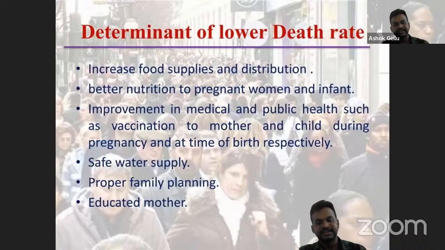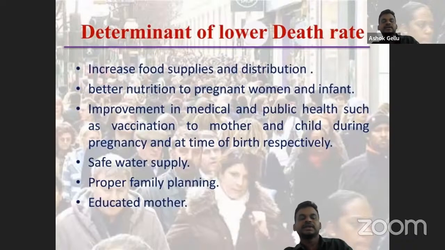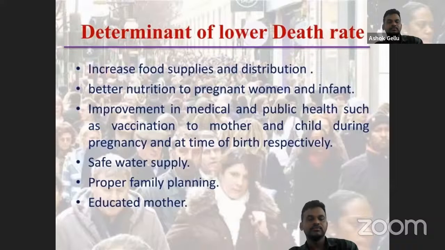Determinants of low death rate. The determinants are increased food supply and distribution, and better nutrition for pregnant women and infants. For example, the Telangana government is distributing nutrition kits to pregnant women. This will improve the nutrition supply to the mother or pregnant woman.